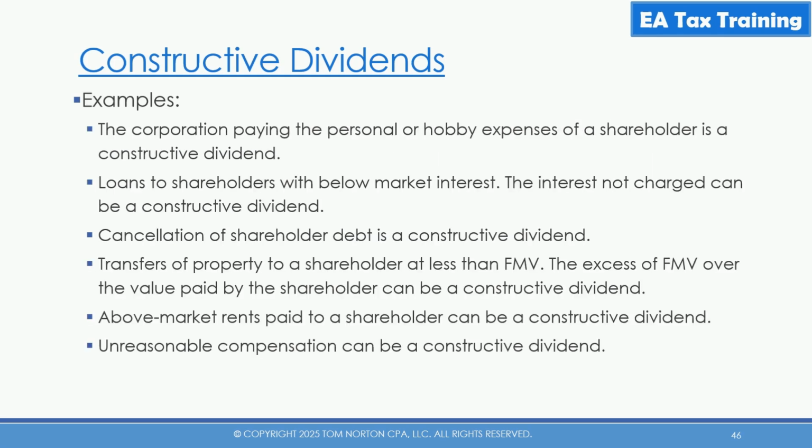So here are some examples. First of all, the corporation paying the personal or hobby expenses of a shareholder is a constructive dividend. Remember in the first video when we said that corporations and their owners should not commingle their funds. You should have separate bank accounts, separate credit cards, etc. And that is absolutely true. However, in the real world, it happens all the time. You can actually have shareholders of corporations who take their personal credit card bill, hand it to their company bookkeeper, and say, here, pay this credit card bill.